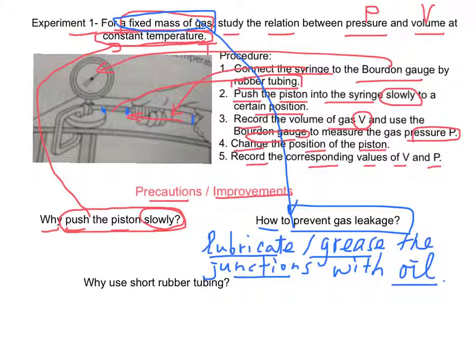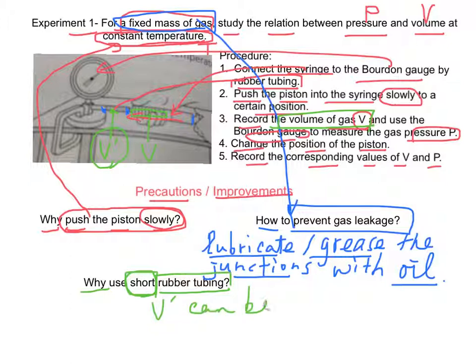Also, the rubber tubing used in the experiment should be very short. Why? Because in the experiment, we only measure the volume of the gas V inside the syringe. The volume inside the syringe is V, and we also have the volume inside the rubber tubing, V'. In order to get V', the rubber tubing should be very short so that the volume inside the rubber tubing, V', can be neglected.